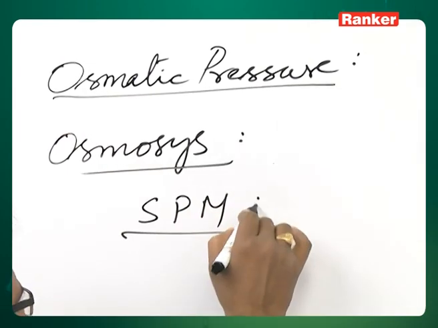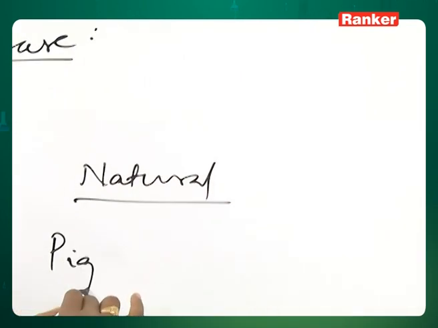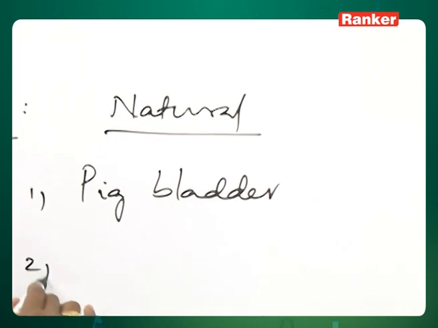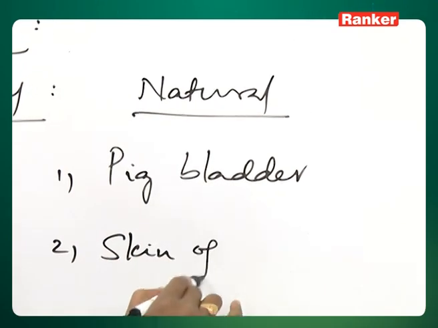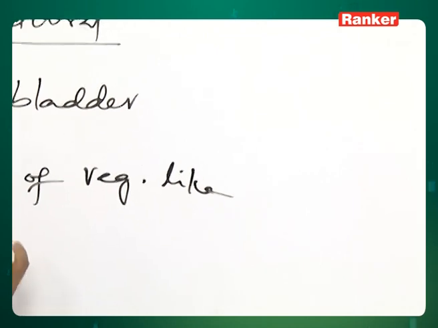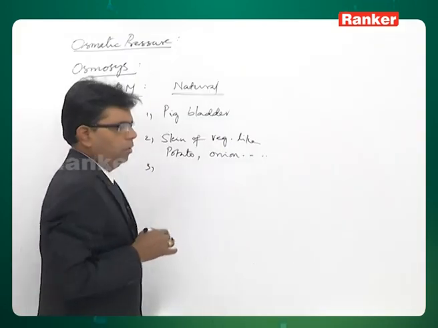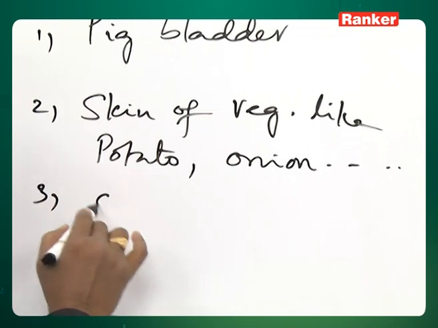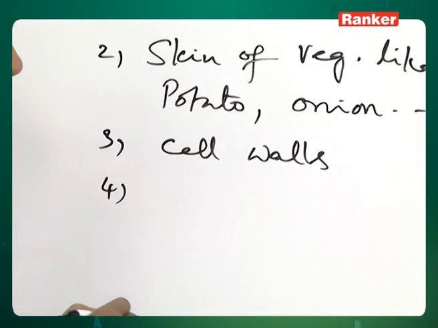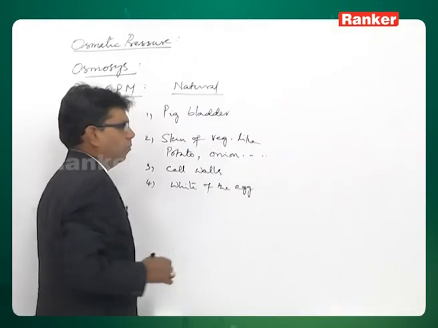The natural semi permeable membranes are, one is the pig bladder, which is most commonly used. Second one is skin of vegetables like potato, onion, etc., and the cell walls in the human body. Then white of the egg.